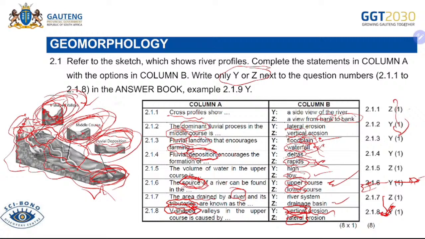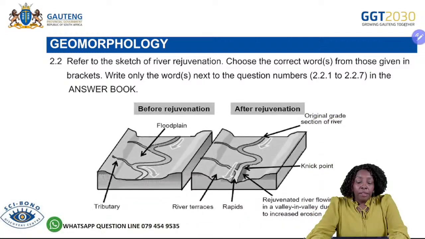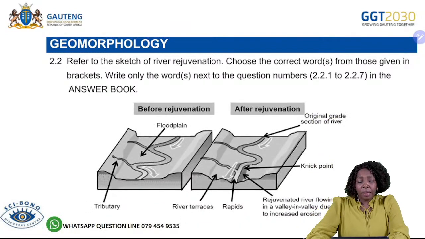And then the last one also, we're saying the V-shaped valley in the upper course is caused due to vertical erosion. So boys and girls, in this type of question, you can see some of the statements here can help you to correct the wrong answers that you would have picked as and when you were starting to answer this question. Right. Then let's look at the next question.